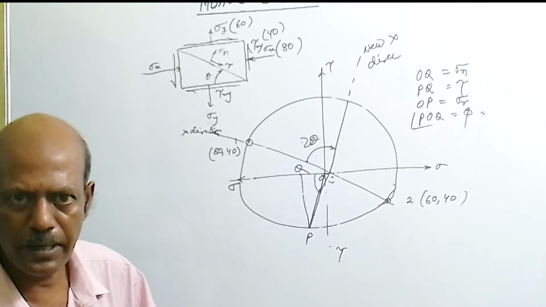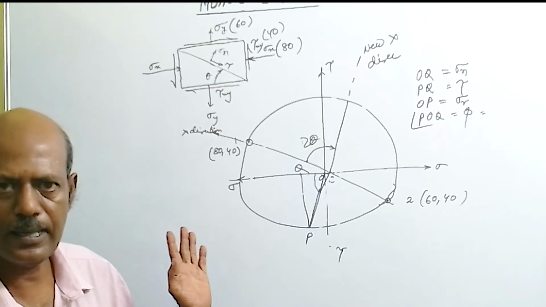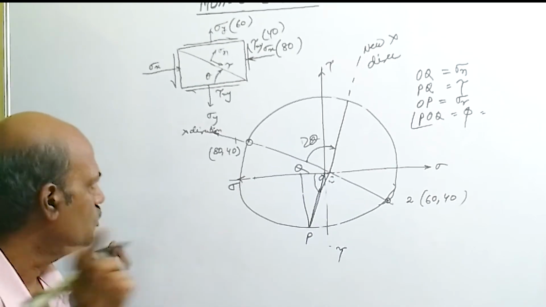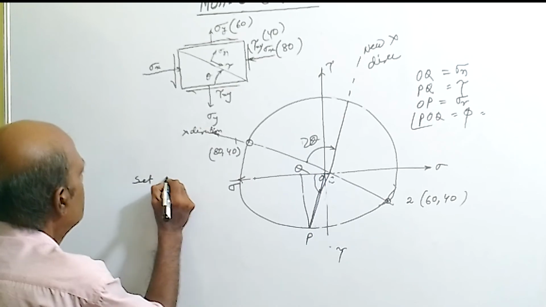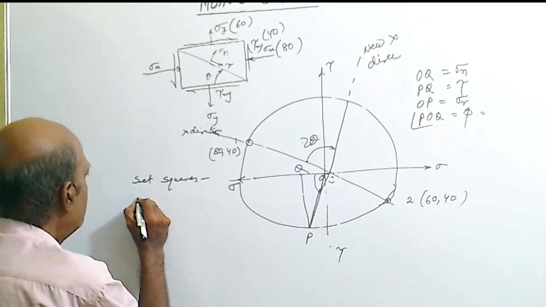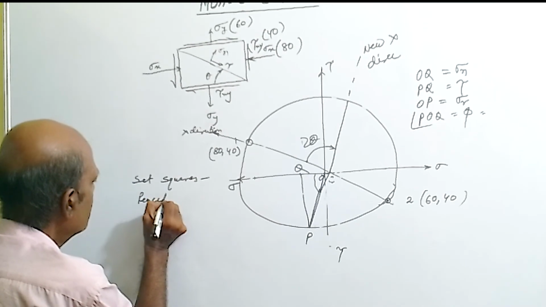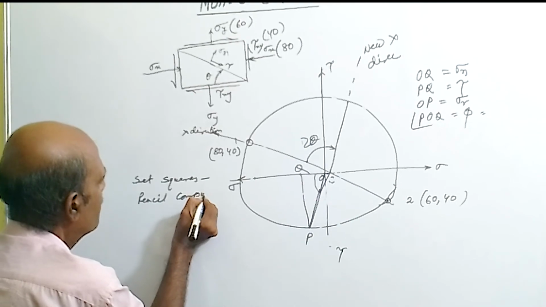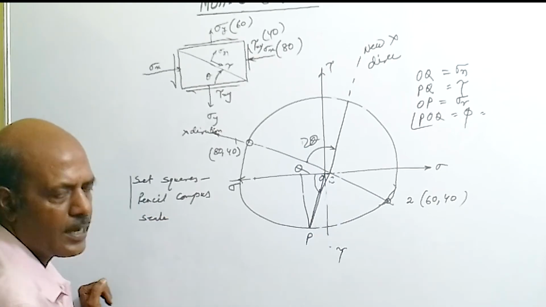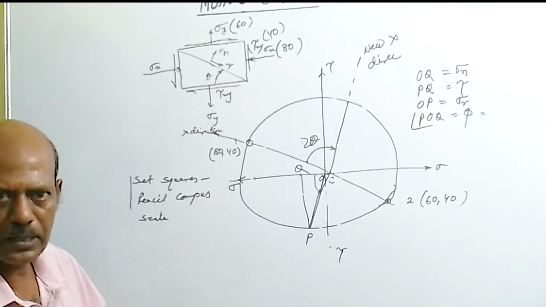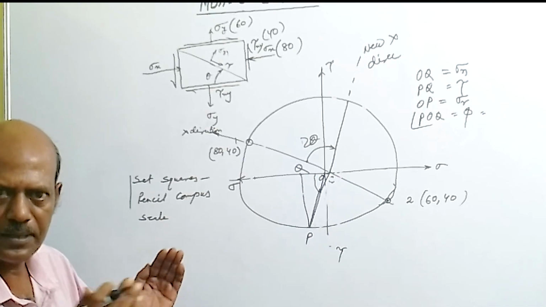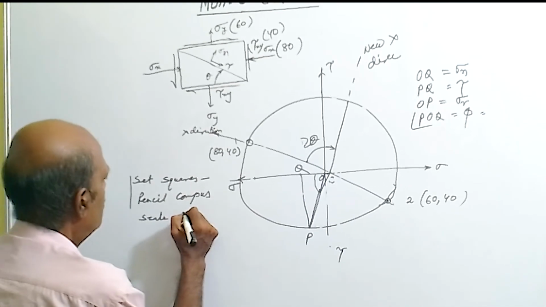Now one important point is, for finding the result correctly, you have to use the scale. So the concept of drawing is to be used here. So we require set squares, then a pencil compass, and the scale ratio. So if it is not coming within the A4 size sheet or the graph sheet, we have to use the scale factor, that is a reduced scale or an enlarged scale. So that concept you have to use here.